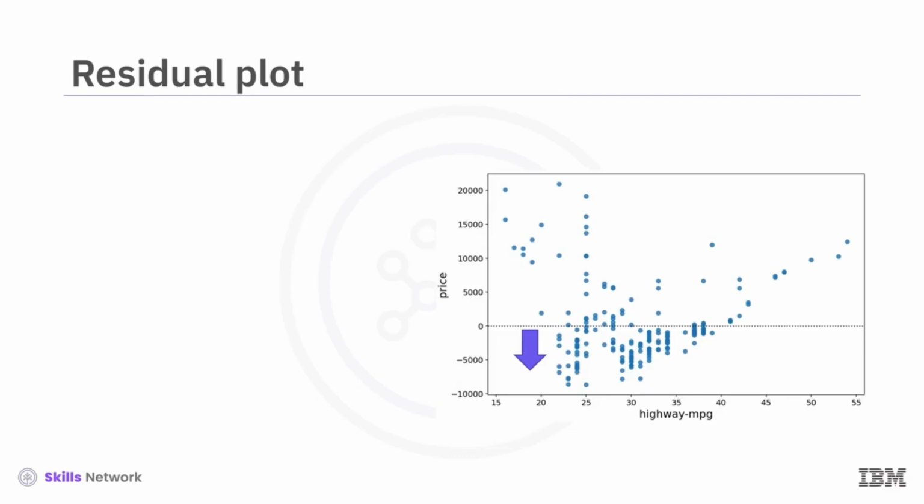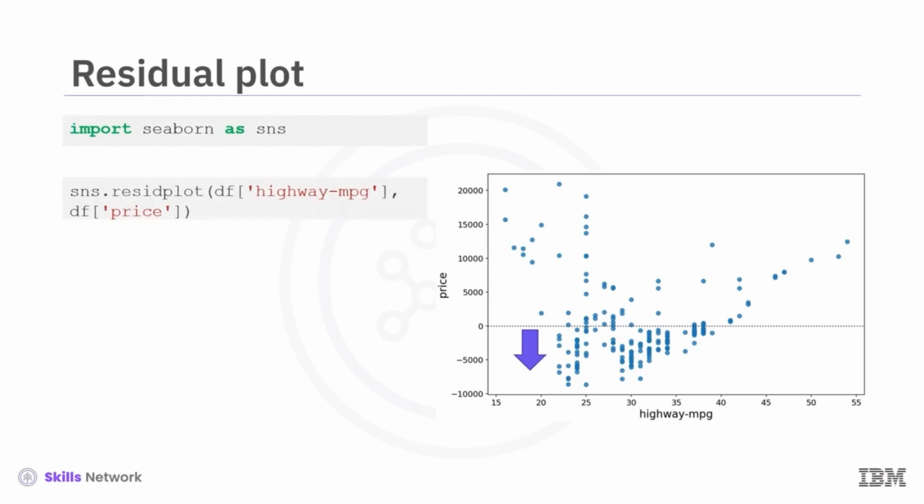We can use Seaborn to create a residual plot. First, import Seaborn. We use the residplot function. The first parameter is a series of the independent variable or feature. The second parameter is a series of the dependent variable or target. We see in this case the residuals have a curvature.